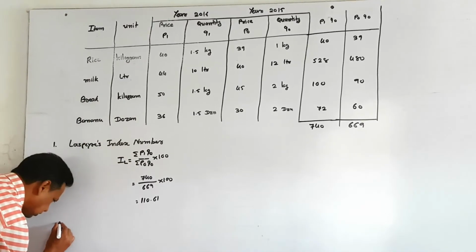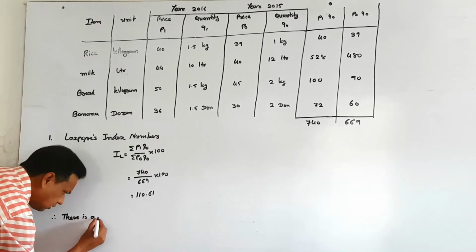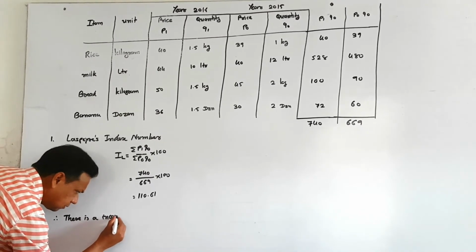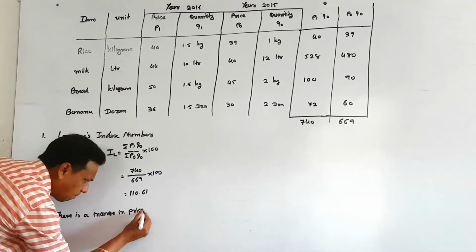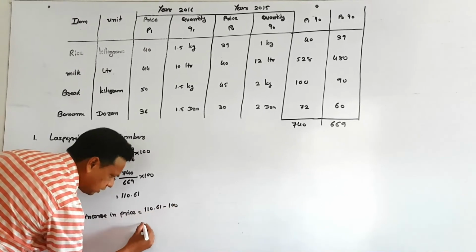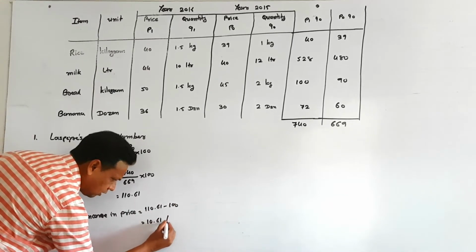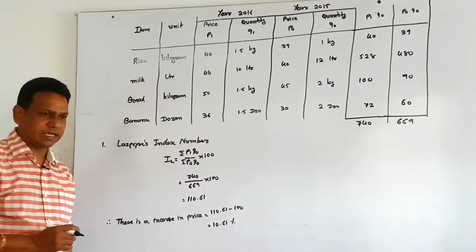Excess part above 100 always shows there is an increment in price. So we have to mention, therefore, there is an increase in price equal to 110.61 minus 100, that is 10.61 percent. So this is the simplest calculation of Laspeyres's index number.